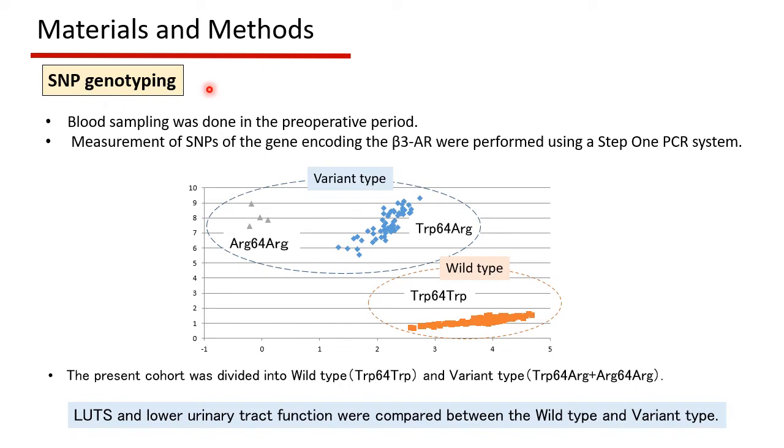SNP genotyping. Blood sampling was done in the pre-operative period. Measurement of SNPs of the gene encoding the beta-3 adrenoceptor was performed using a StepOne PCR system. The present cohort was divided into wild type and variant type. LUTS and lower urinary tract function were compared between the wild type and variant type.